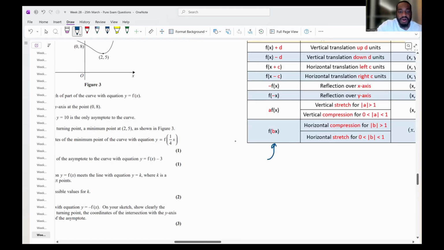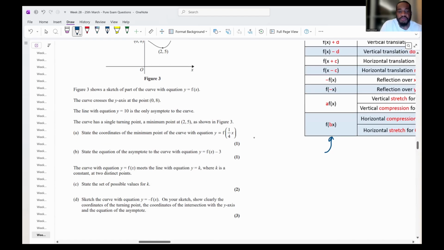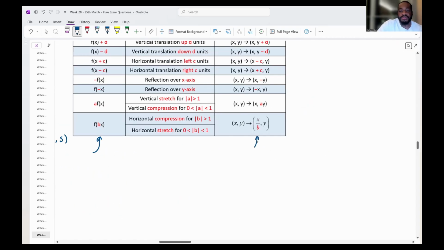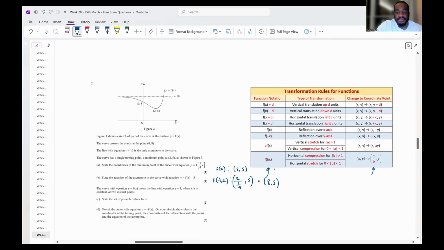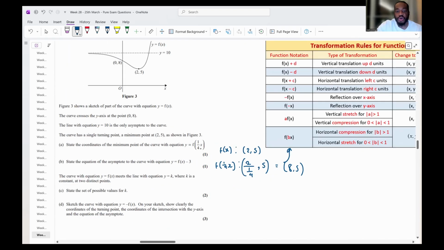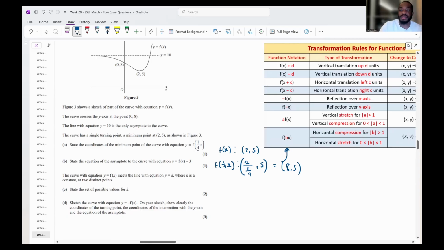So, for example, for part A, if the original turning point for f of x was (2, 5), then for f of a quarter x, based on that graph transformation, you would just divide by that number, right? So it's going to be 2 over a quarter, 5. The x coordinate changes. That's just times by 4. The answer is going to be (8, 5). Does that make sense? When it's inside, you do the opposite. Because it's a quarter, the opposite of a quarter is times by 4. So you just times it by 4. Yeah? Does that make sense?